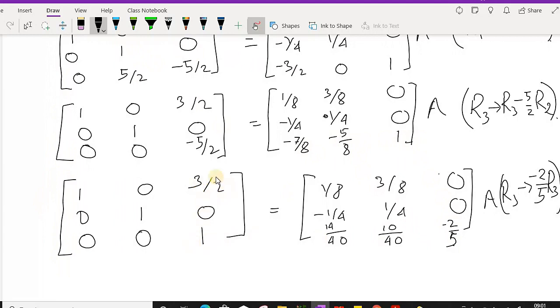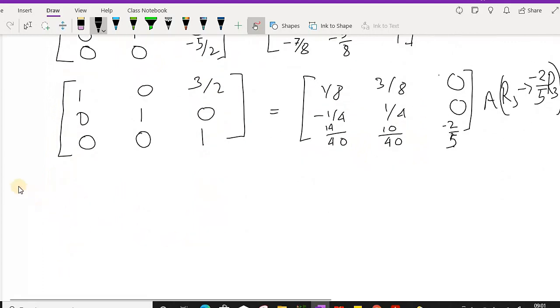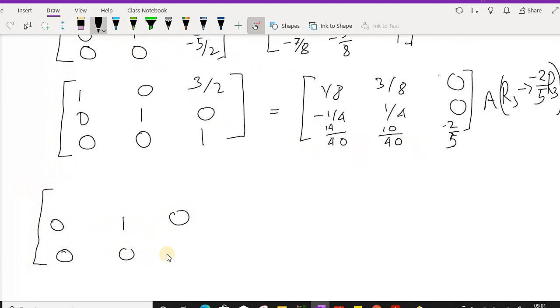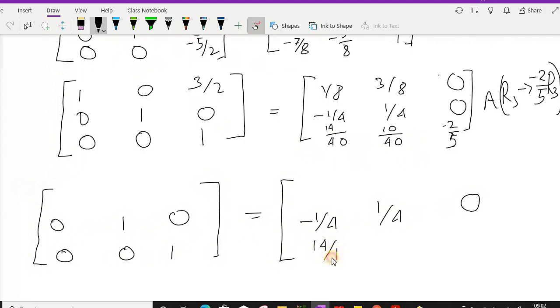Okay. Now the last step is to make this one 0. That is 0 already, so we are not going to make this one 0. It is 0. So what will we do? We'll operate on the first row. So the second row and the third row will remain the same. Okay. So I'm sorry that I have taken too much time. This is due to the internet issue. 10 by 40, minus 2 by 5.